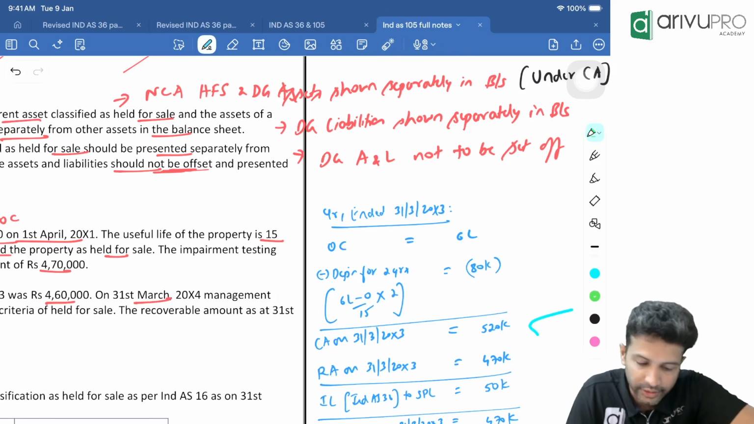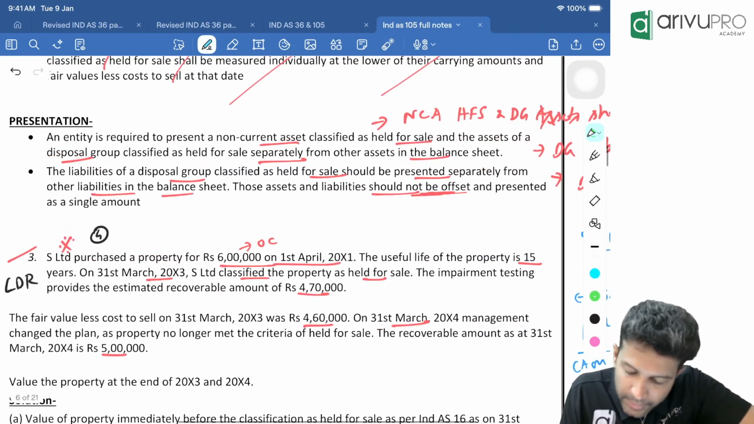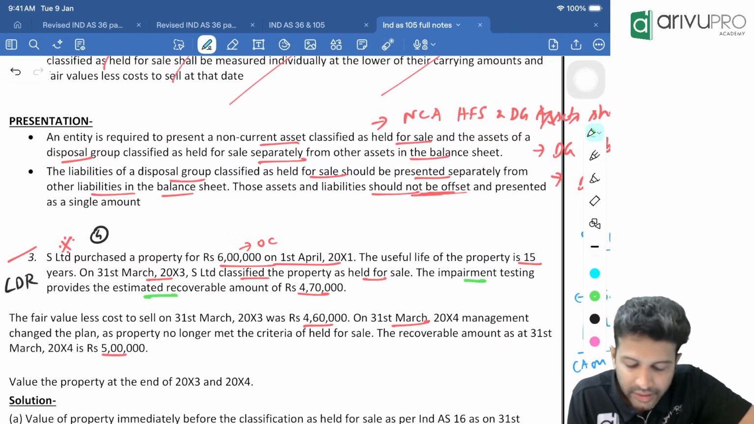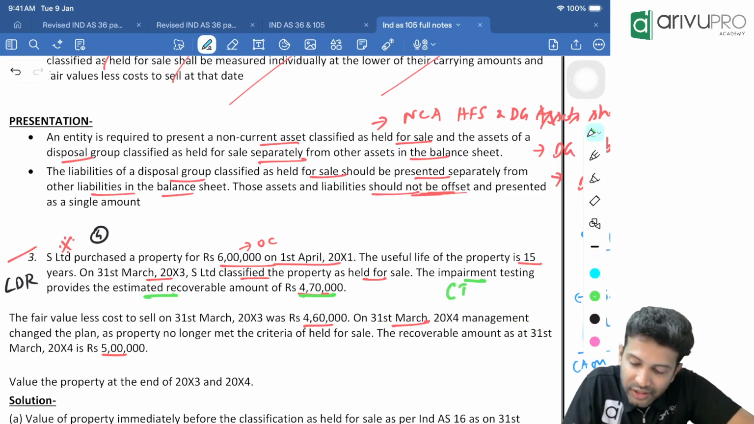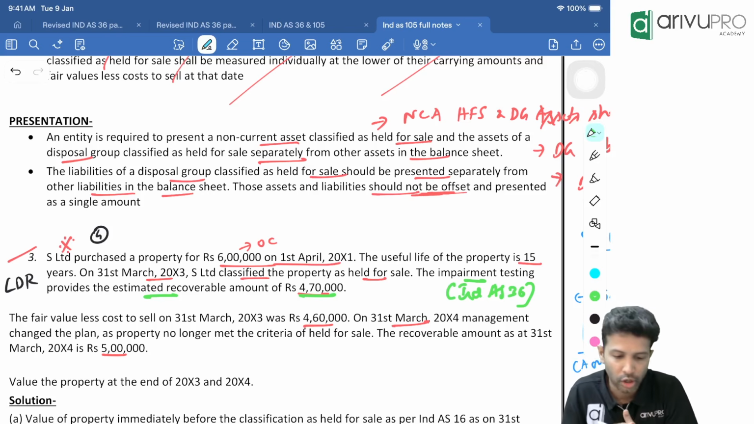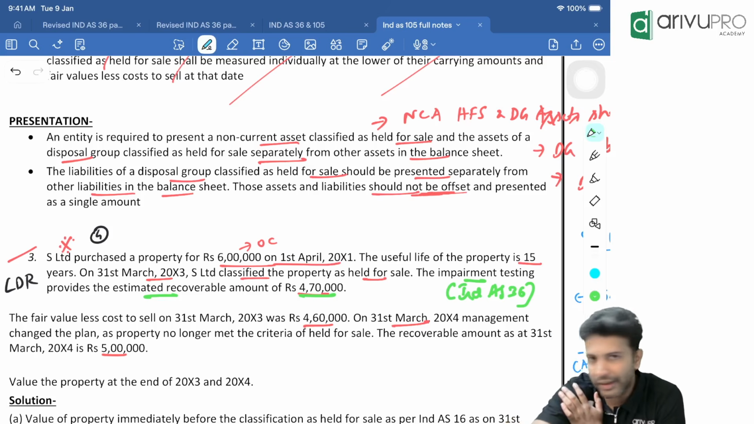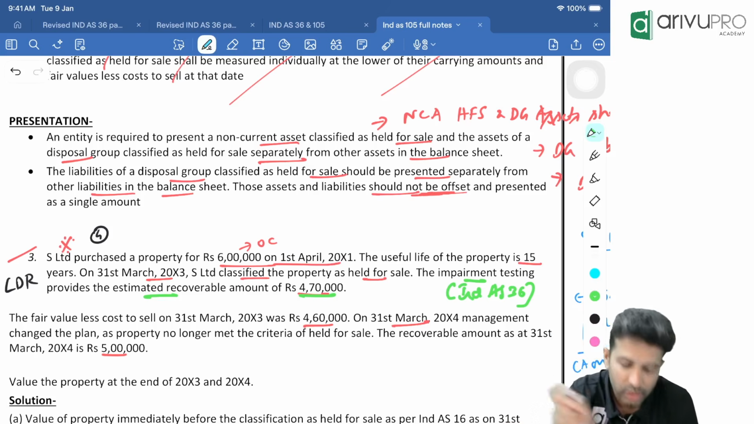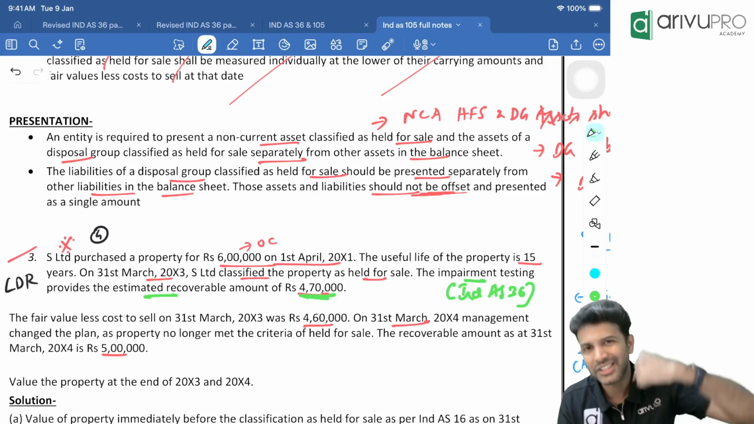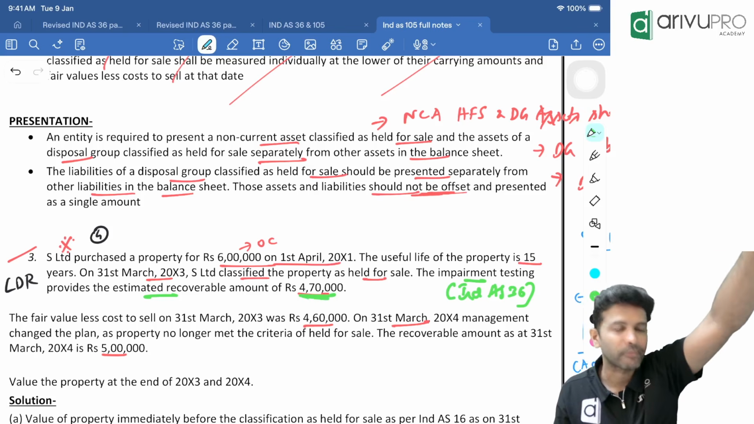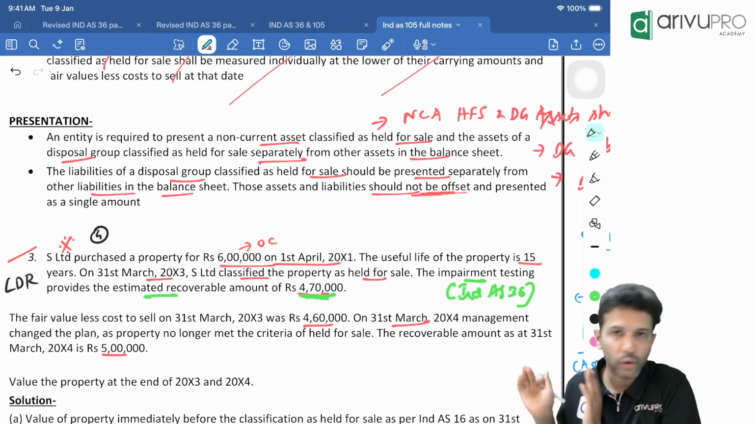Okay, next. Now let's read the data further. Impairment testing we did, and the recoverable amount is provided as 470. Impairment testing is not as per Ind AS 105; impairment testing is as per Ind AS 36. So on 31st March 20x3, an impairment indicator came. When an impairment indicator comes, we have to find the recoverable amount. So recoverable amount was 470. So in this problem, first Ind AS 36 impairment, then Ind AS 105 accounting maybe.